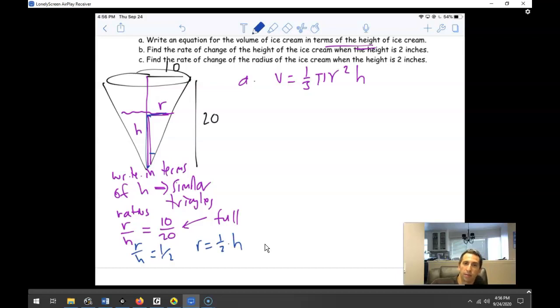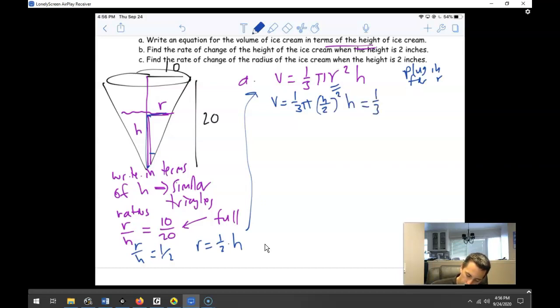So in part A, when it asks me to write this just in terms of h, I need to plug in for r, and that's where the similar triangles part is going to help me out. So this volume is going to be 1/3 pi times h over 2 squared times h. So that's 1/3 pi times h squared over 4 times h. That gives me a volume of pi over 12 times h cubed.